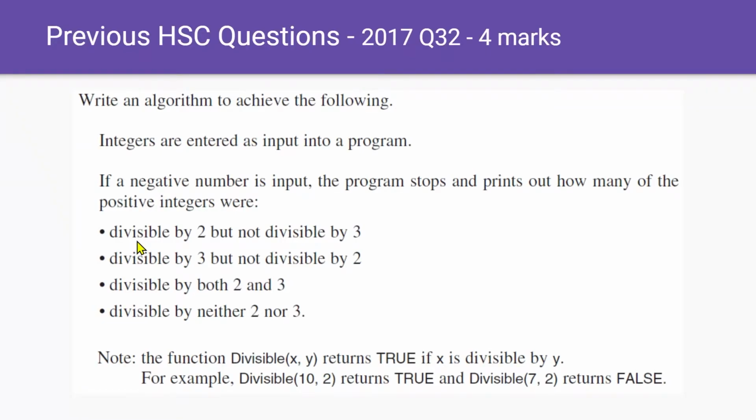Question 32 from the 2017 HSC paper with 4 marks. So we need to write an algorithm that does the following. We need to input integers into the program. If a negative number is input, the program stops and prints out how many positive integers were input prior, according to these rules: divisible by 2 but not by 3, divisible by 3 but not by 2, divisible by both, and divisible by neither.